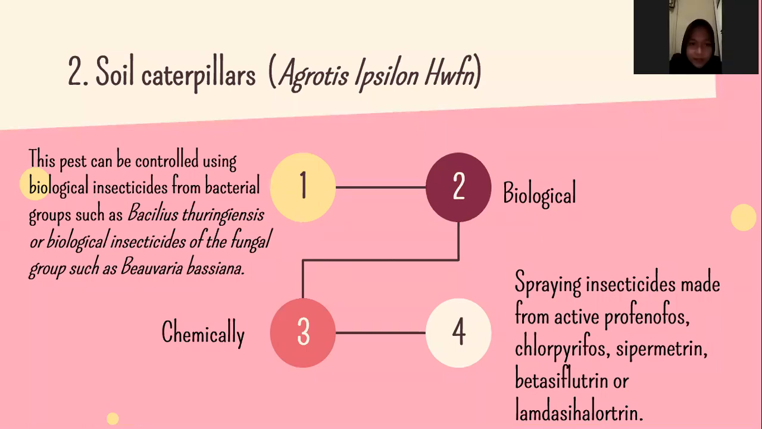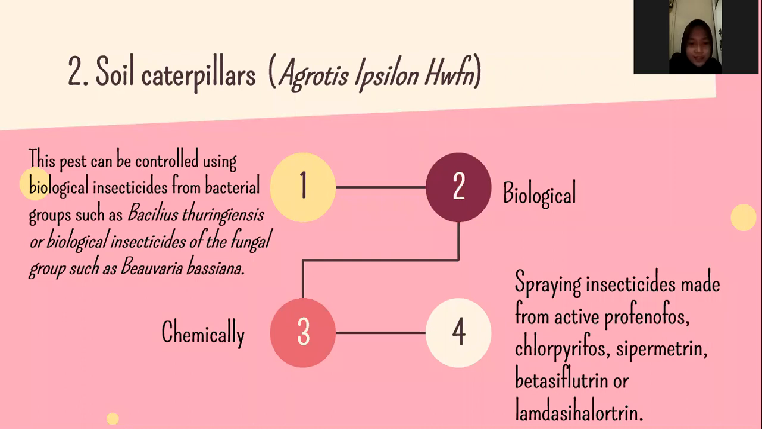The next slide is soil caterpillar. This pest can be controlled using biological insecticide from bacterial groups such as Bacillus thuringiensis or biological insecticide of the fungal group such as Beauveria bassiana. The number 2 is biological.